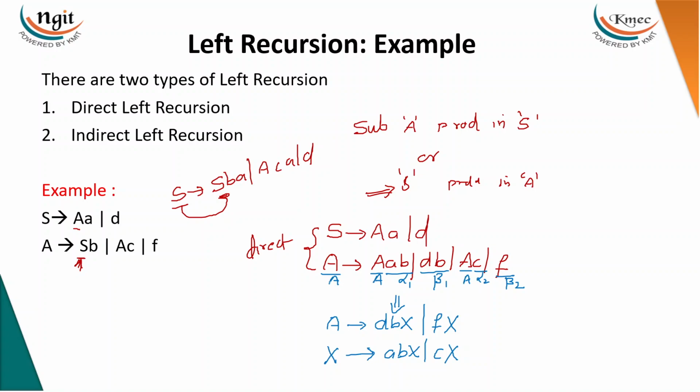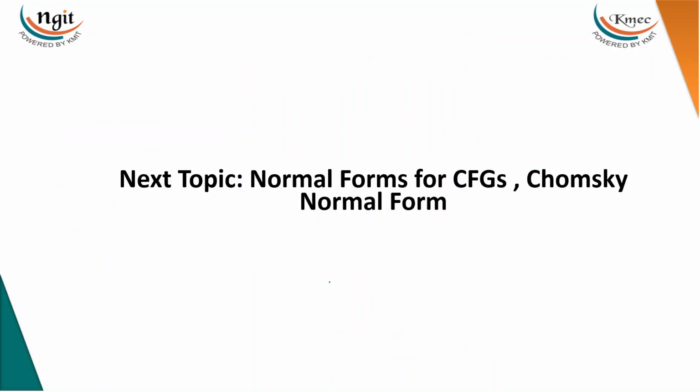As I told you, the main problem with left recursion is the danger of falling into an infinite loop, and it is useful only in the conversion of context free grammar to GNF according to the ALC subject. But in CD, in all the top down parsers, left recursion is a problem. So either way, you have to eliminate it. In the next video, we'll discuss the normal forms of context free grammar, especially Chomsky normal form.